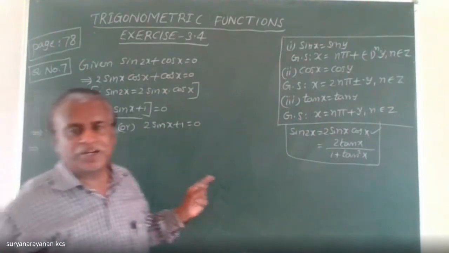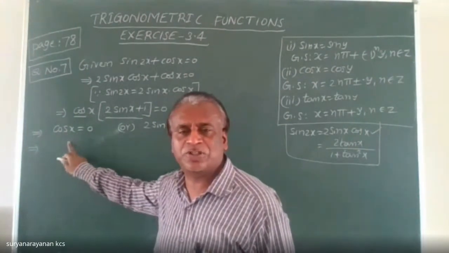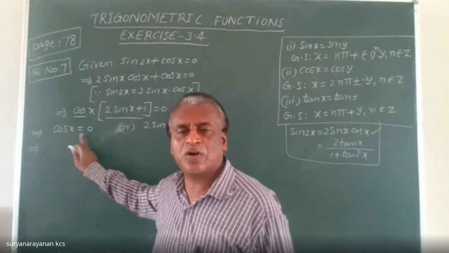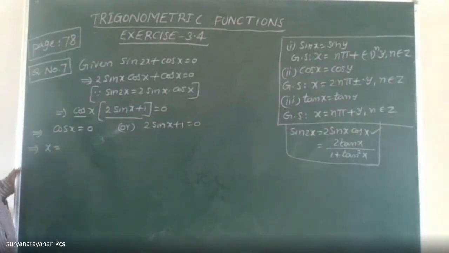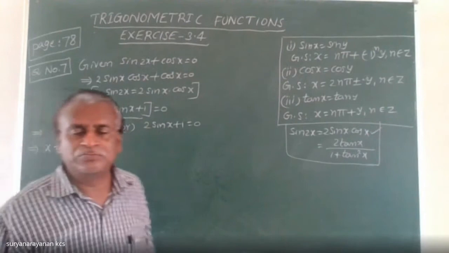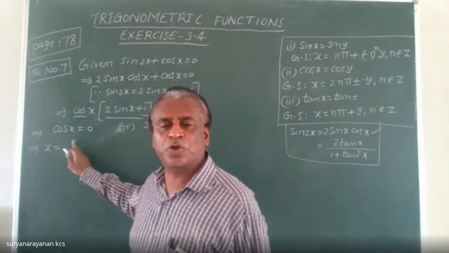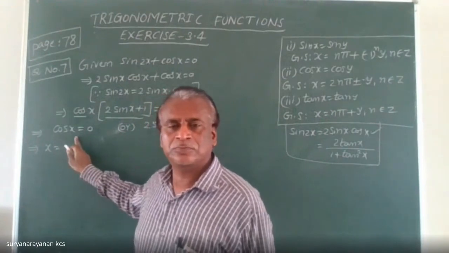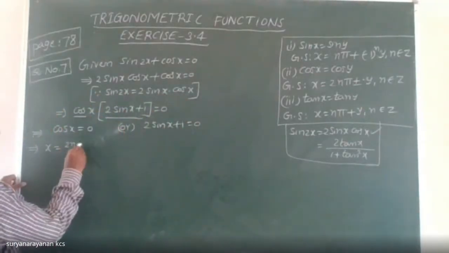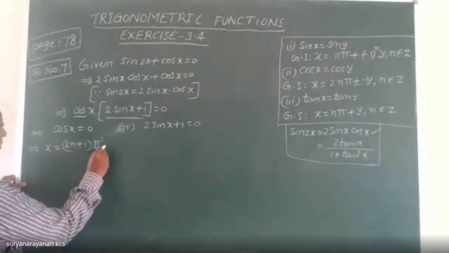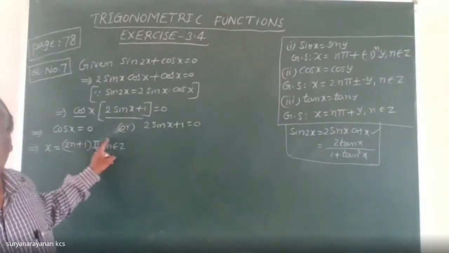So here cos x is equal to 0. What is the general solution of cos x is equal to 0? Yes, x is equal to 2n plus 1 into pi by 2, where n belongs to Z. So we got the general solution of this first equation.